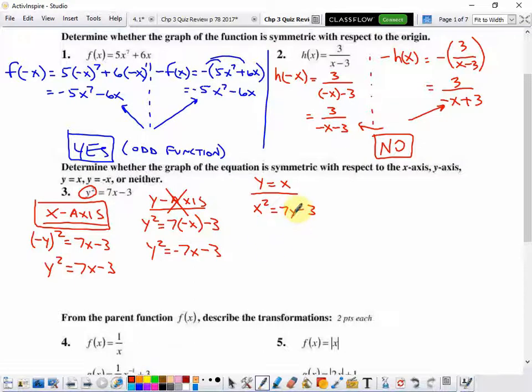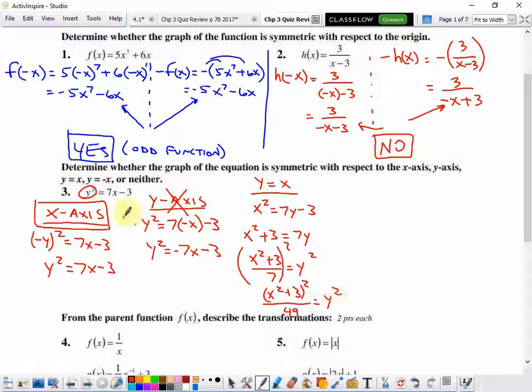So to get y by itself, I'm trying to aim for y squared. So I'm going to get y by itself. I'm going to add that 3. X squared plus 3 equals 7y. And then I'm going to divide by 7. So x squared plus 3 divided by 7 equals y. I have a y here. I'm still trying to get y squared. So I'm just going to square both sides. So x squared plus 3, quantity squared, over 49 equals y squared. I've gotten one side to be exactly the same as one side of the original, but the other side is not even close. There is no symmetry about y equals x.